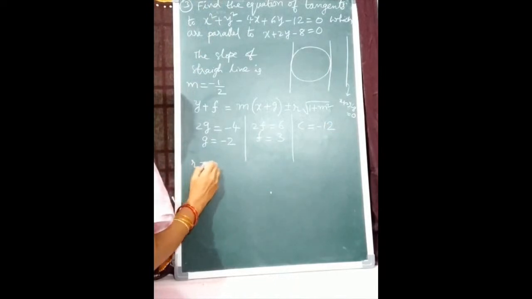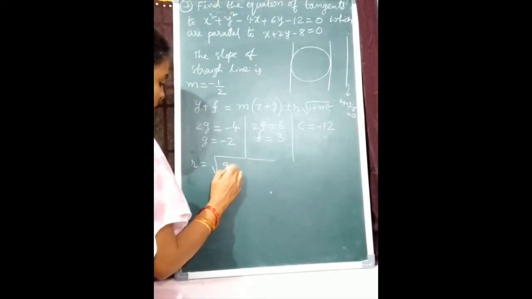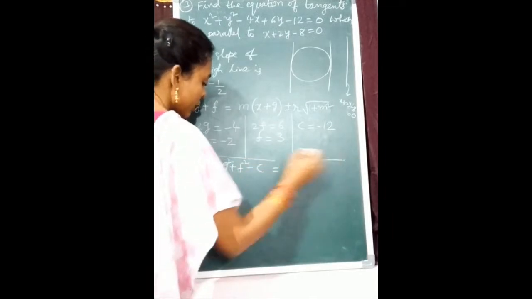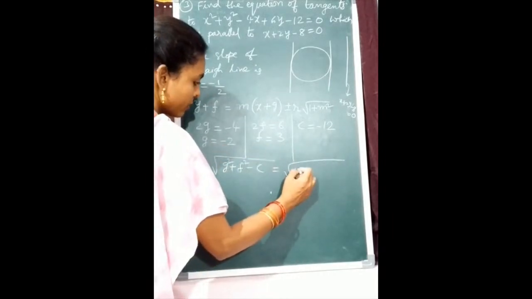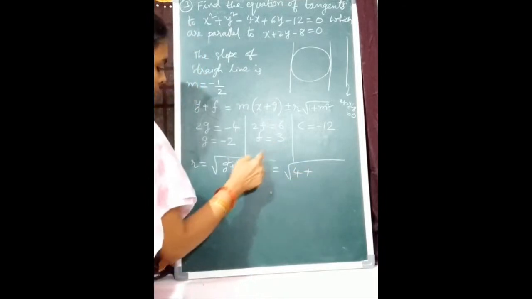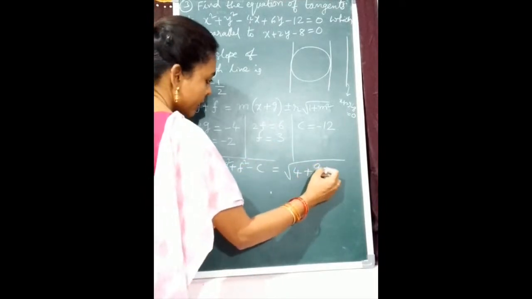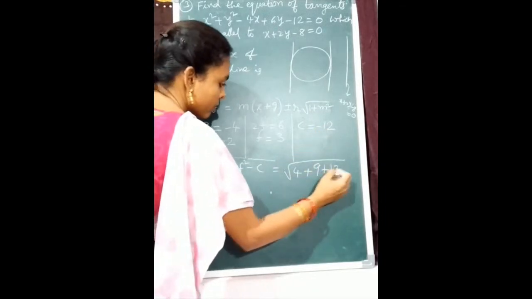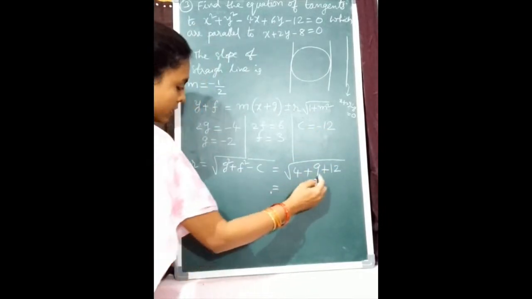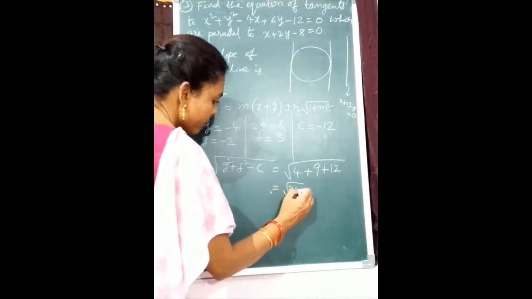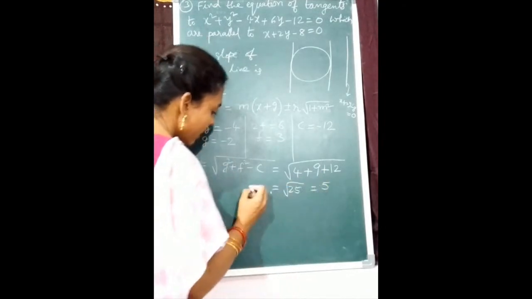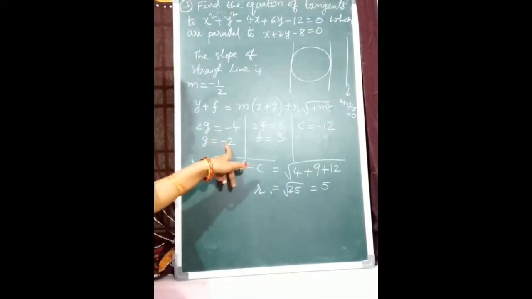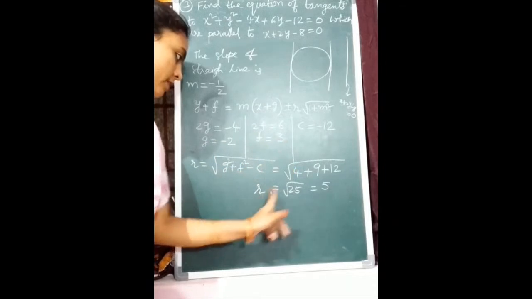So r is equal to root over g square plus f square minus c, is equal to root over minus 2 whole square means 4 plus f square 3 3 is 9 minus c, minus of minus 12. So this is equal to 16 plus 9 is equal to root 25. This is equal to 5. R is equal to 5. So g is equal to minus 2, f is equal to 3, r is equal to 5.